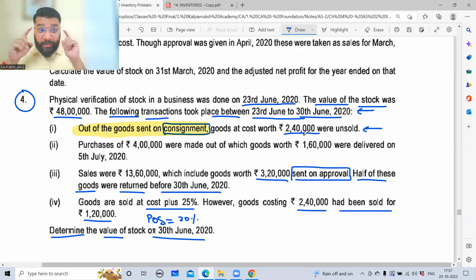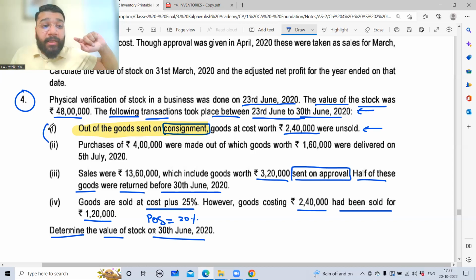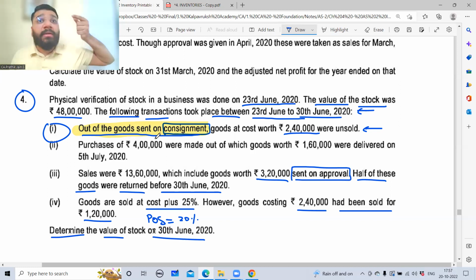Now, if the question is interpreted this way, then what will happen? There will be no treatment for this 240. You know why? Okay, I'll tell you the interpretation again. Normally, this is the interpretation of the student. I'm telling you there are two interpretations for this particular question. Out of the goods sent on consignment, people interpret that the goods were sent between 23rd June and 30th June, and out of that, goods of 240 were unsold.